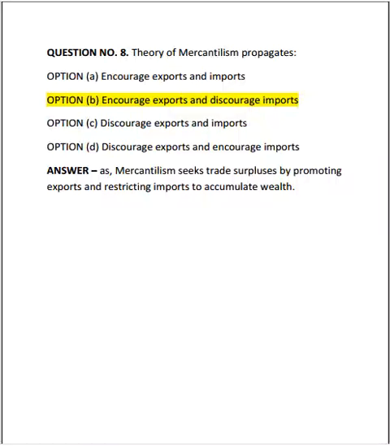Question No. 8. Theory of mercantilism propagates. Option A. Encourage exports and imports. Option B. Encourage exports and discourage imports. Option C. Discourage exports and imports. Option D. Discourage exports and encourage imports. Answer. As mercantilism seeks trade surpluses by promoting exports and restricting imports to accumulate wealth.